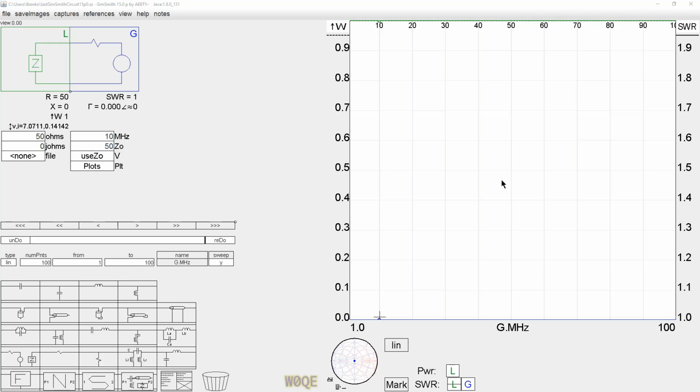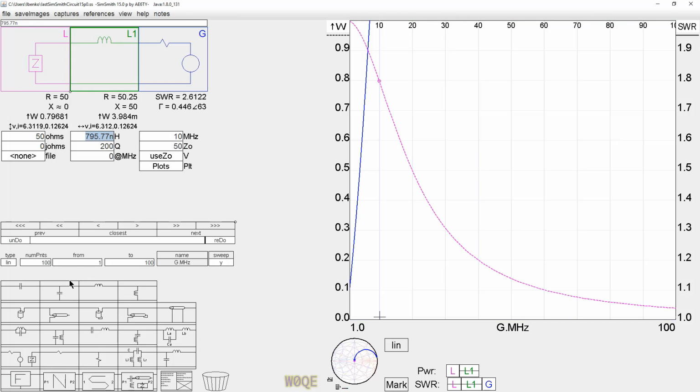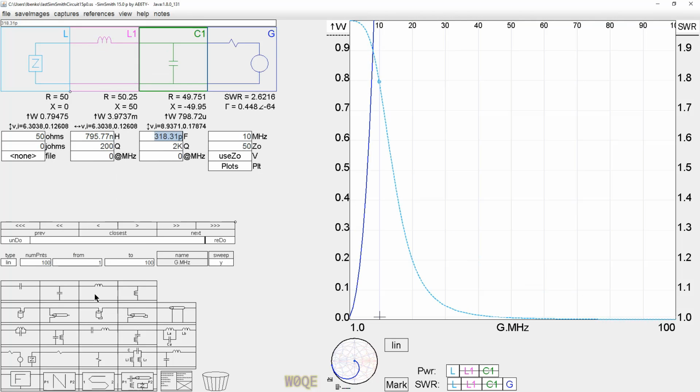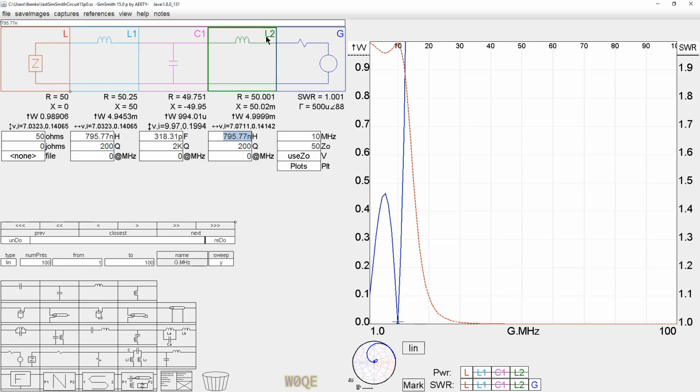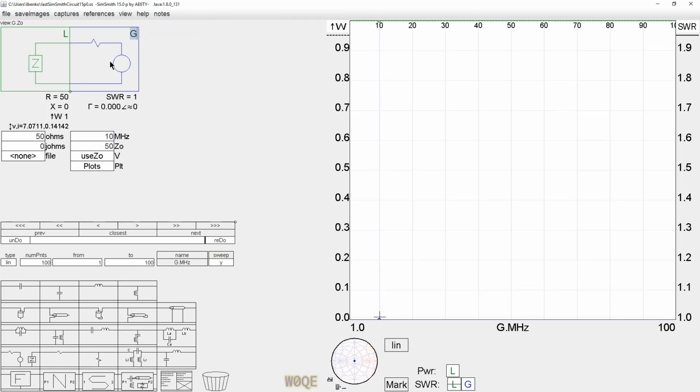Looking at a blank SimSmith window, we see 2 things. We see a generator and a load. We can put a lot of stuff in between the generator and the load, but even if we do, this group of 3 components looks like a 2-port device. One port is here, one port is here. Nothing else. So how can we get a 3rd port or a 4th port?